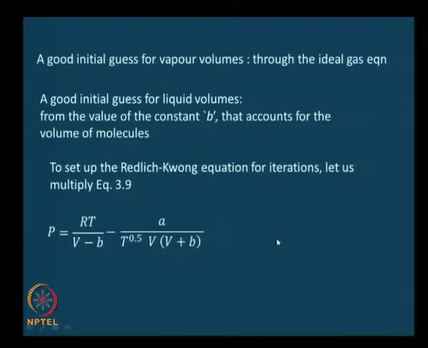We will multiply both sides by (V minus B) by P. Note, we need to have V on this side as well as V on this side for an iterative solution. The iterative solution becomes necessary because of the cubic nature of the equation.